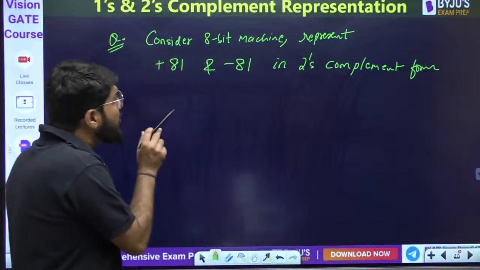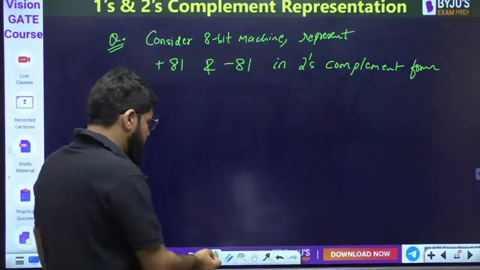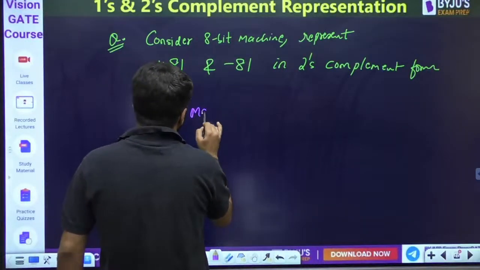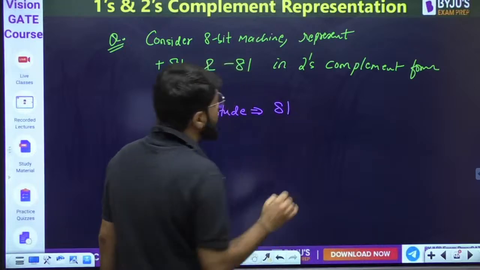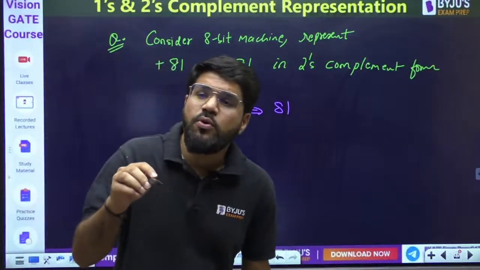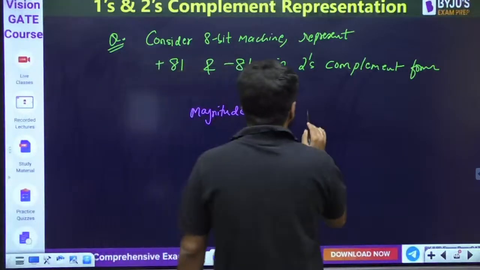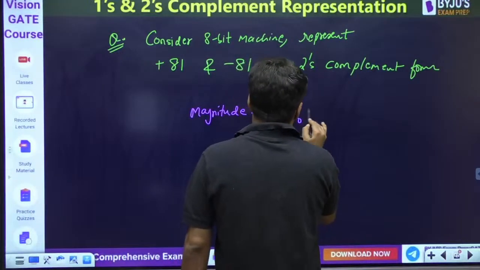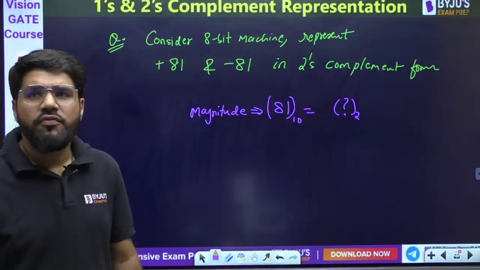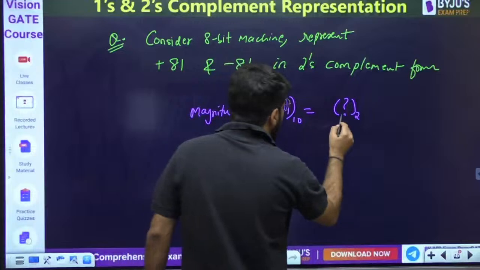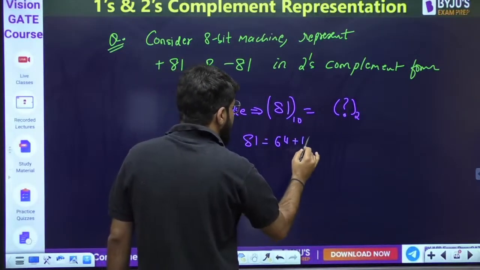Chalo guys, so now given positive 81 and negative 81, first consider the magnitude. First, only focus on the magnitude. What is the magnitude? 81. Because we are going to represent it in a digital machine, let us convert it into binary. What is 81 in binary? Simple way: 64 plus 16 plus 1.